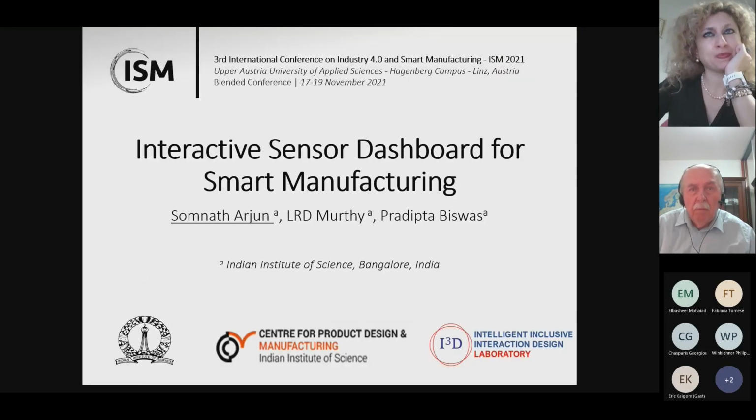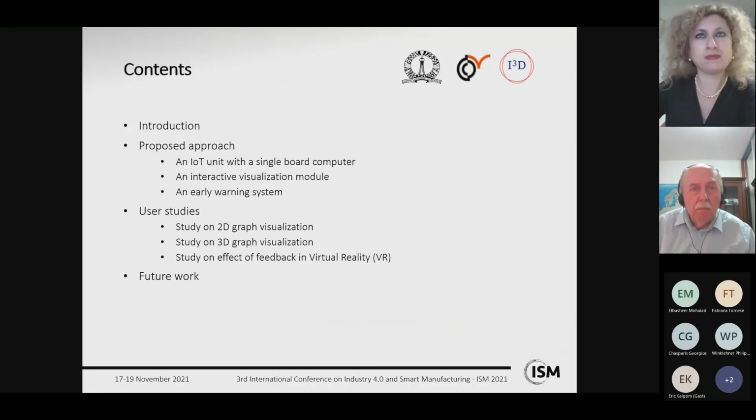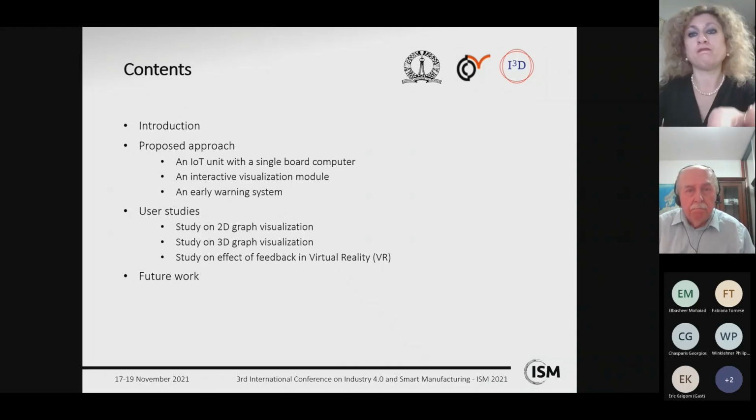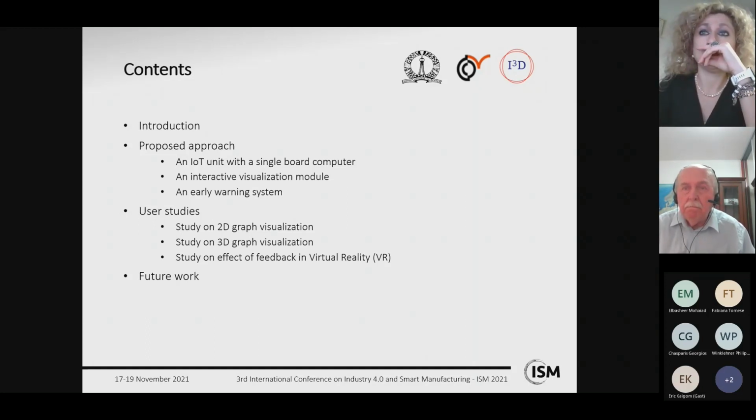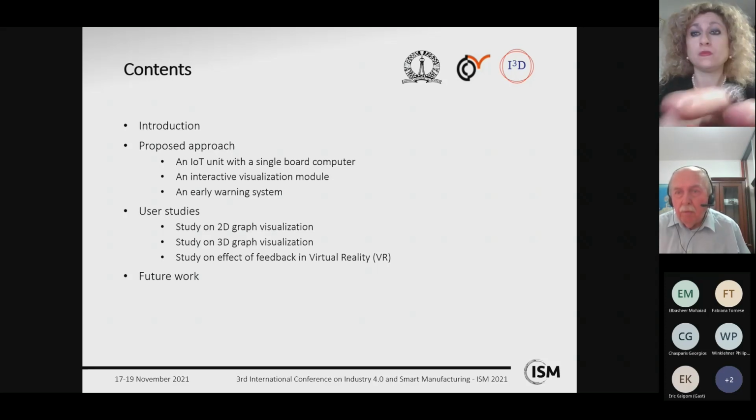Yeah. So my discussion is divided into 4 parts. First, I will try to motivate the problem of monitoring sensors and IoTs with visualization and the need for a new system or approach. Then I will talk about our proposed approach. After that, I will go through the user studies that we conducted to accomplish our task. And finally, I will conclude the talk with the potential future scopes.